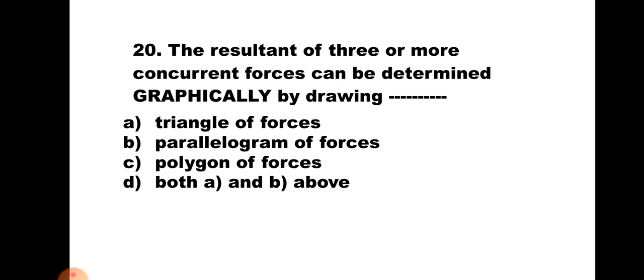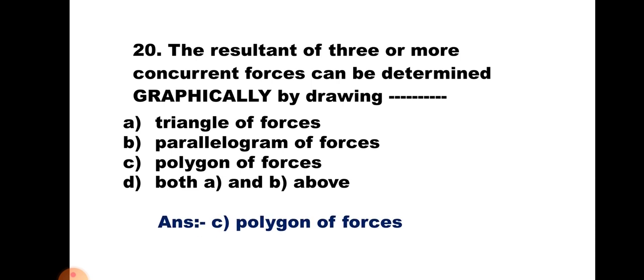Question number 20. The resultant of three or more concurrent forces can be determined graphically by drawing: A, triangle of forces; B, parallelogram of forces; C, polygon of forces; D, both A and B above. Now here the number of forces is 3 or more, and they are concurrent forces, so the triangle of forces is not useful, and the parallelogram of forces is also not useful. We will have to draw the polygon of forces according to the law of polygon of forces, and hence the correct answer is C.